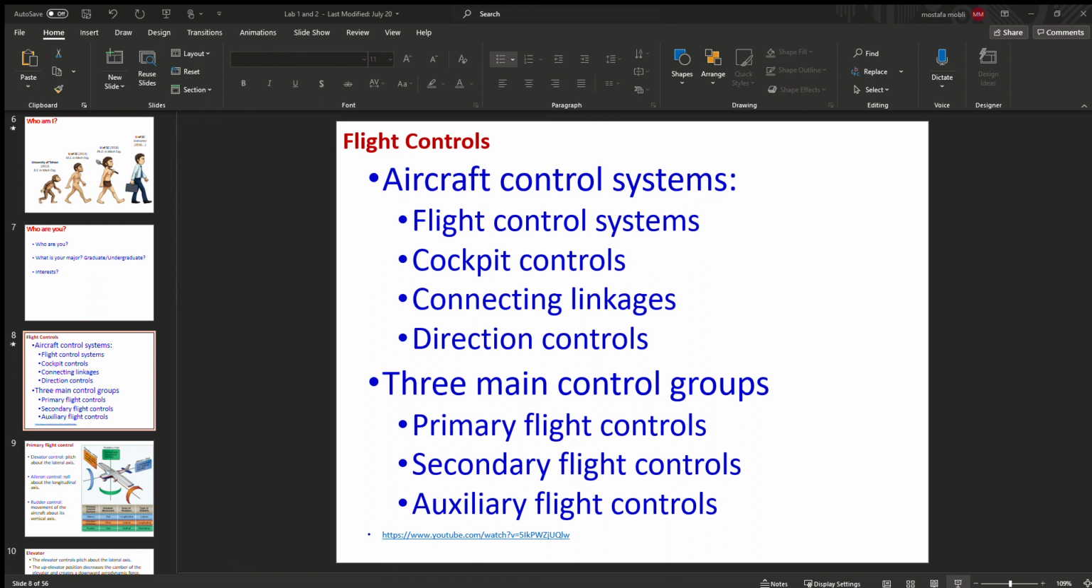Right? They control pitch and they rotate the aircraft. Pitch rotation is around the lateral axis, and the elevators control the longitudinal stability of the aircraft. We also have rudders that are usually located here. They control the yaw, which is the rotation of the aircraft around the vertical axis. And the stability related to yaw is called the directional stability.